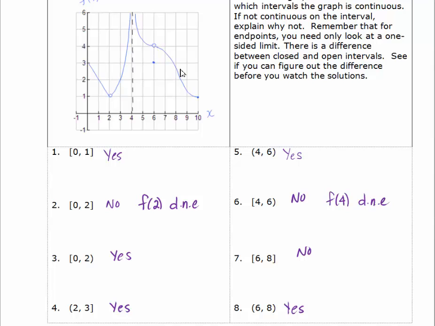Alright, so on the interval from 6 to 8, we have continuity at 8, and 8 is included, so we're fine. At 6, we do not have continuity. And so I'll state the reason why. Now the function value exists. We do have a function value at 6, but it's not equal to the limit. So this would be the reason why. The limit as x approaches 6 of f of x does not equal f of 6, and that's why the function is not continuous on this given interval.